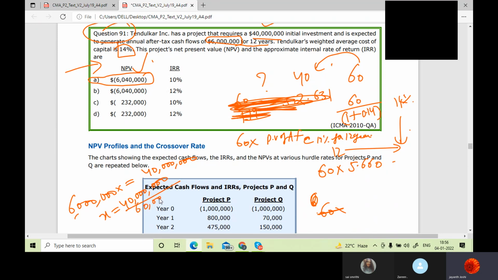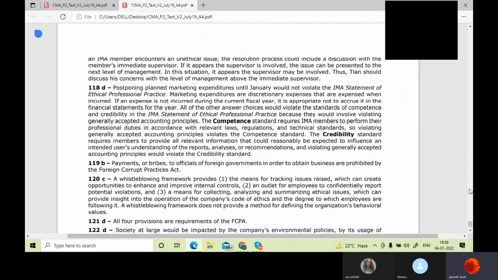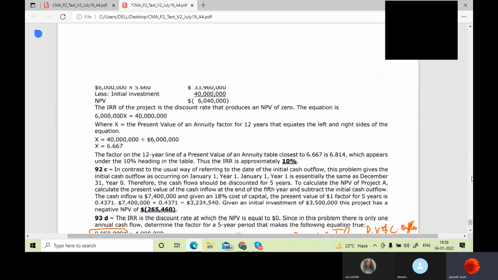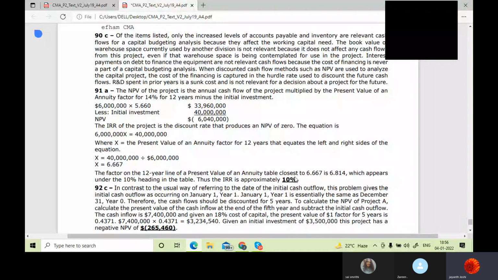So what is the answer you got? X is equal to 6.66666 and so on. Yeah, because 2 by 3 you'll get here. So what is that 6.666 if you see for the 12 years in the annuity factor table? Let's go and see there and just tally. We'll directly go into the answer and tally it. 6.667, that is closest to 10% because it is near to 6.814. Okay, that's the answer.